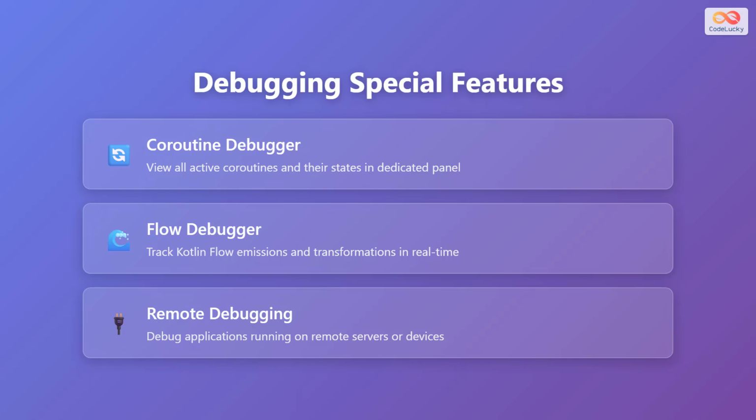IntelliJ IDEA provides specialized debugging tools for advanced Kotlin features. The coroutine debugger gives you a dedicated panel where you can view all active coroutines and their states. This is essential when working with concurrent code, as it helps you understand what each coroutine is doing and whether any are blocked or suspended. The Flow debugger lets you track Kotlin Flow emissions and transformations in real time. You can see values as they flow through operators like map, filter, and collect. Finally, remote debugging allows you to debug applications running on remote servers or devices. This is particularly useful for debugging production issues or working with Android devices.